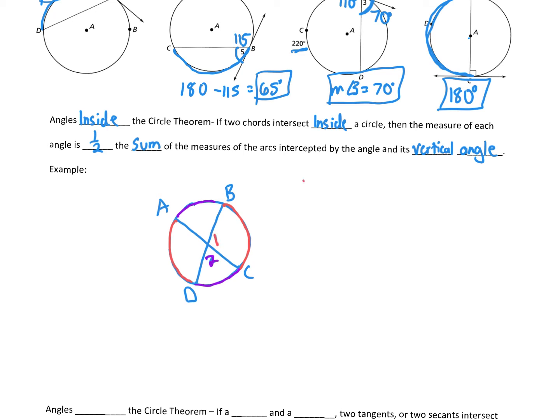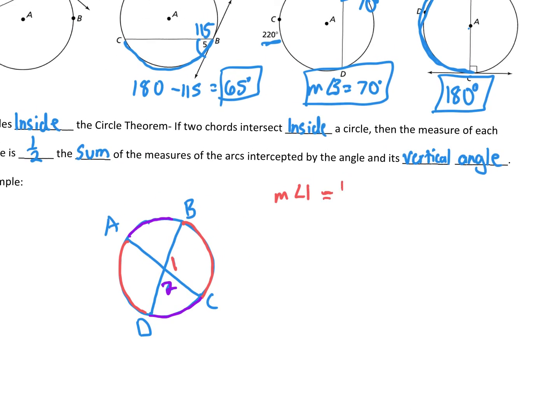So I can say the measure of angle 1 equals half of AD, the red part, the measure of AD plus the measure of BC. Whereas the measure of angle 2 is half of the measure of AB plus the measure of DC.